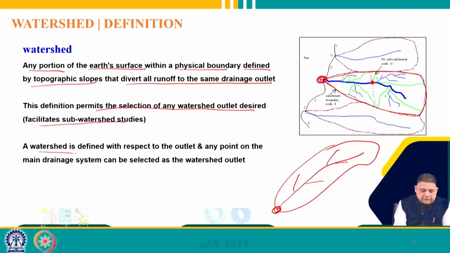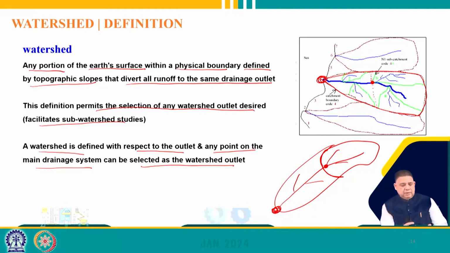So, a watershed is defined with respect to an outlet, and any point on the main drainage system can be selected as the watershed outlet. So, that is why if I have a water project here at this point in this river, then this becomes my watershed and this becomes my portion of interest rather than this.